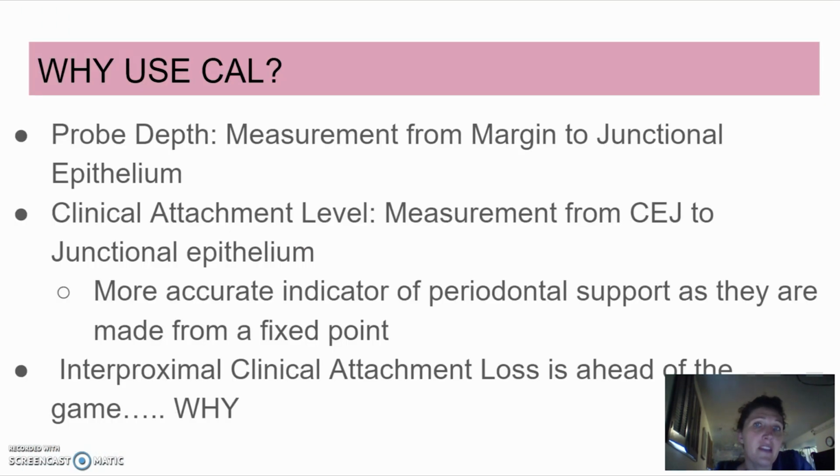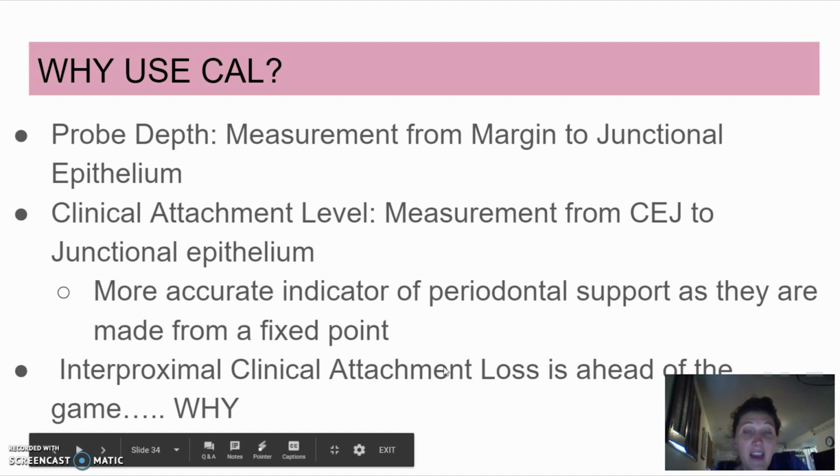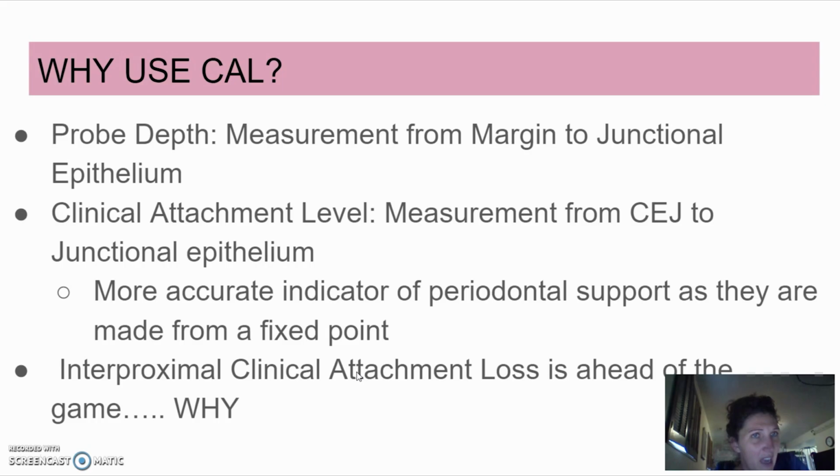Well, our probe depth is a measurement from the margin to the junctional epithelium, but our clinical attachment level is the measurement from the CEJ to the junctional epithelium, which is a little bit more of an accurate indicator of periodontal support because the CEJ doesn't move like the gingival margin does at times based on if it's inflamed or not. So it's more from a fixed point. And it's a little bit ahead of its time. The textbook does say you can measure clinical attachment loss, but that takes a little bit more time than our probe depths.